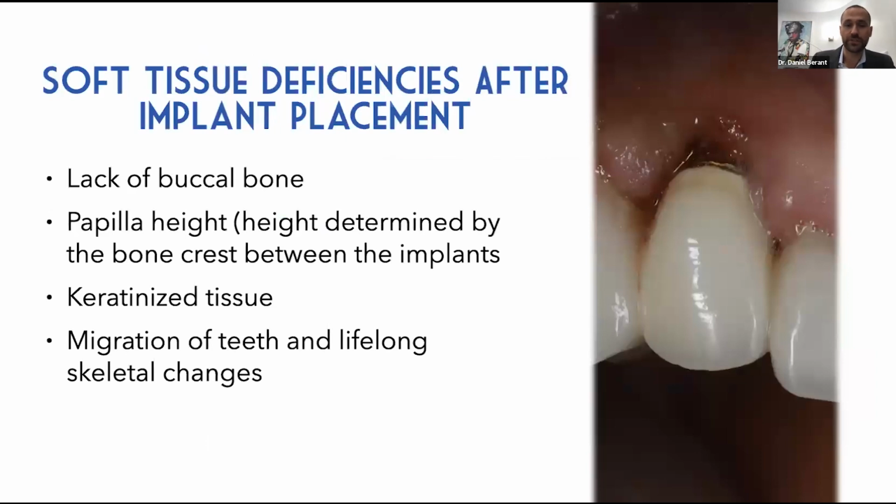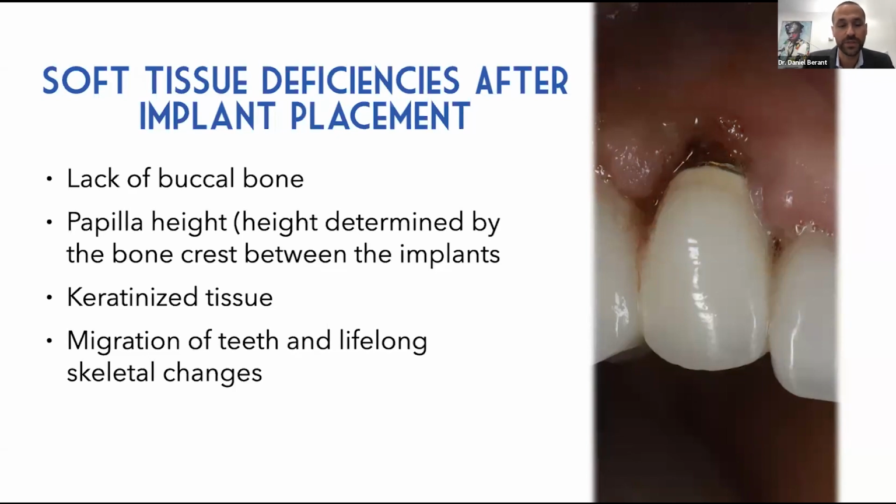Well, what about the soft tissue deficiencies that can occur after implant placement? Sometimes we hope to get lucky and place an implant in an area where there's just enough bone for us to engage the implant and achieve primary stability. There are countless articles that demonstrate the loss of buccal bone that occurs over time, especially in the maxilla, where the bone is very thin to begin with. Furthermore, the papilla height is determined both by the crest between the implants and by the teeth next to the area. Something that I see often gets overlooked is the amount of keratinized tissue that surrounds our implant.